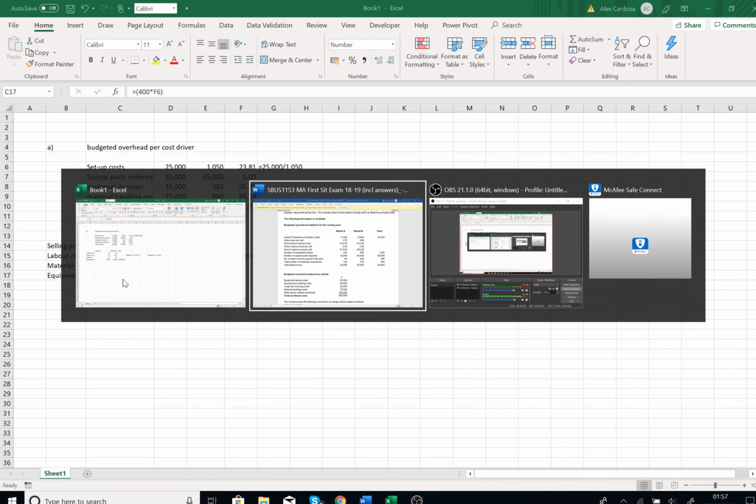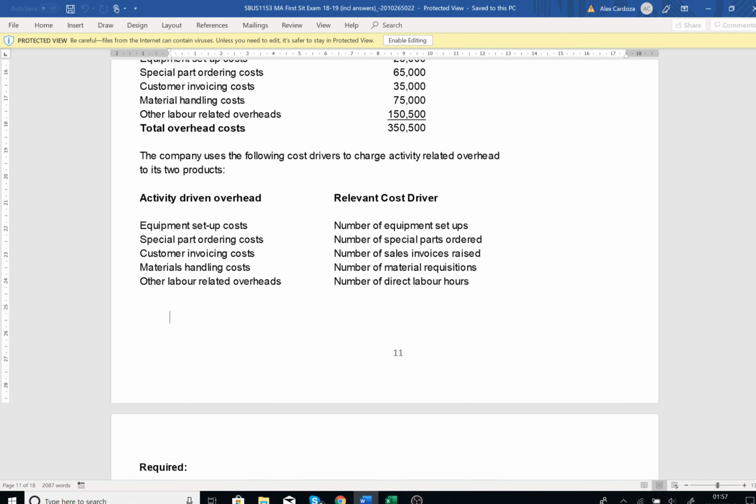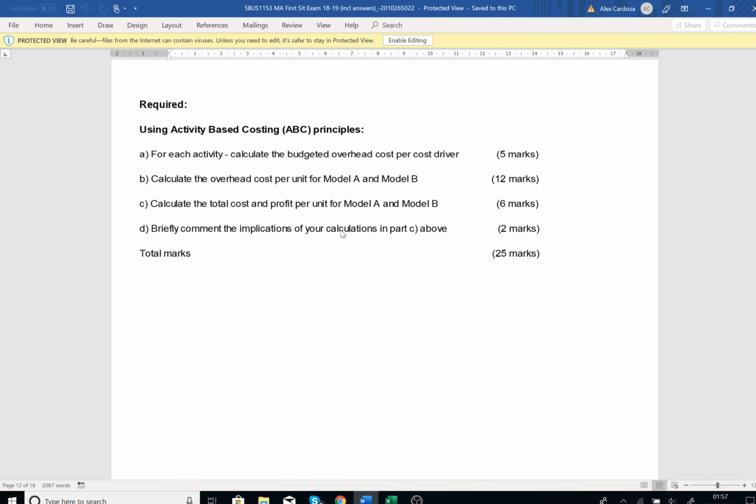But remember what the question says: calculate the overhead cost per unit for model A and model B. So what you want to do, I'm doing B and C together right now, by the way. Calculate the total overhead cost. This is what we're doing right now. What we did before was the first part of this. So we're calculating the total overhead cost. You can do these two together, right?